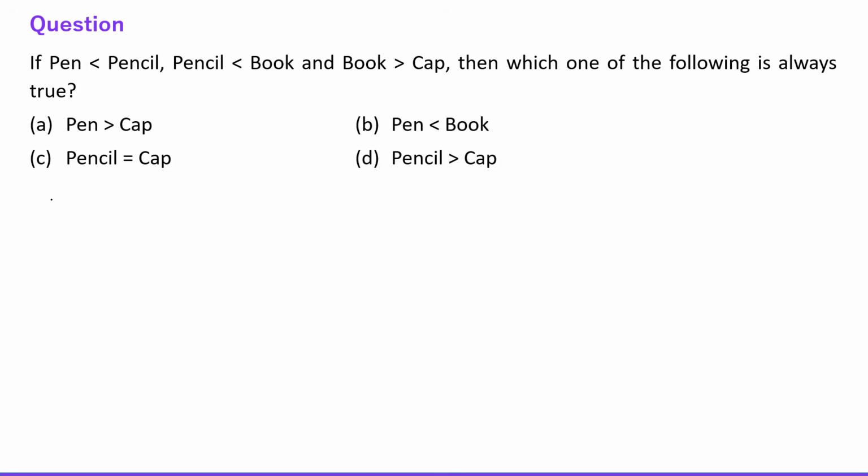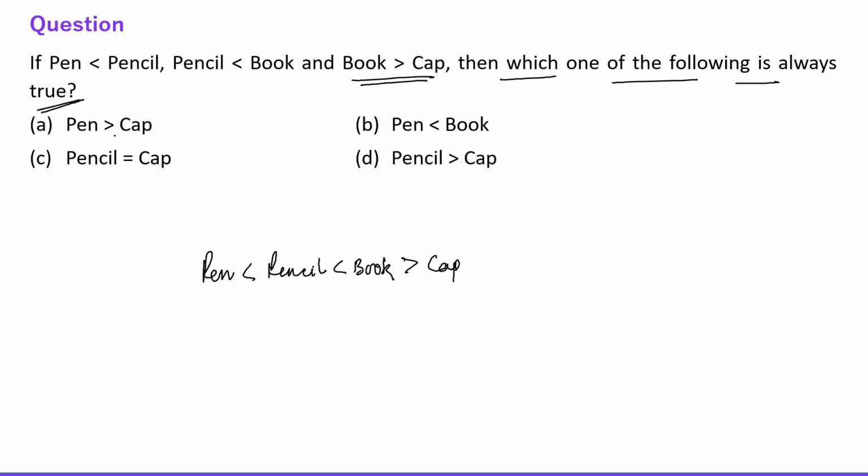Next question is, pen is less than pencil, pencil is less than book. Book is greater than cap. Then which of the following is always true? Pen is greater than cap. No, we can't say this. Pen is less than book. Yes, pen is less than book. This is correct. This was a simple question. You can easily figure out that pen is less than book. Okay. Now let's move.